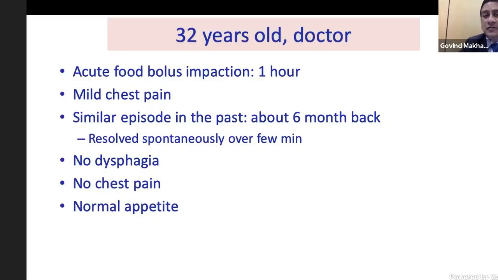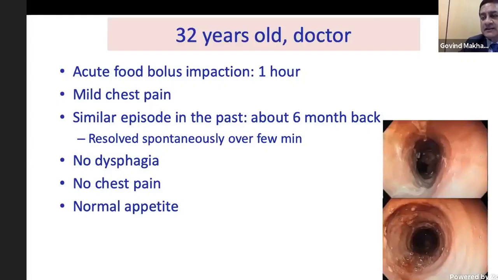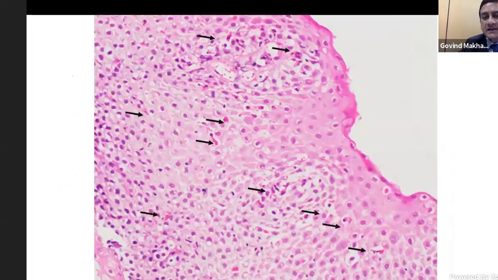We did an endoscopy for the food bolus impaction. We found the food bolus, which we removed by pushing it through with the endoscope, but we also found ring-like lesions in the esophagus. Clinically, I thought this was most likely eosinophilic esophagitis. We took a biopsy, which showed multiple eosinophils, and he was diagnosed with eosinophilic esophagitis. We treated him, and we'll come back to what we treated him with. But before that, let me first talk about the disease entity.